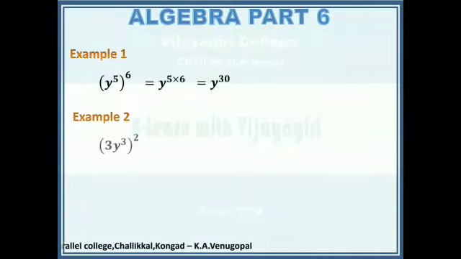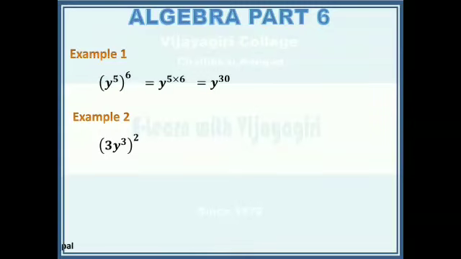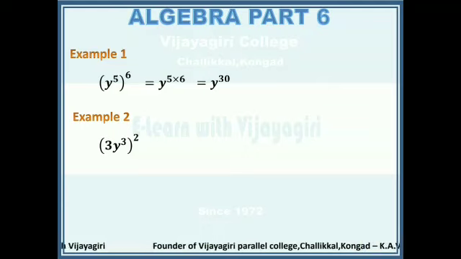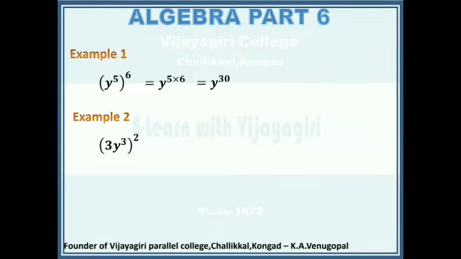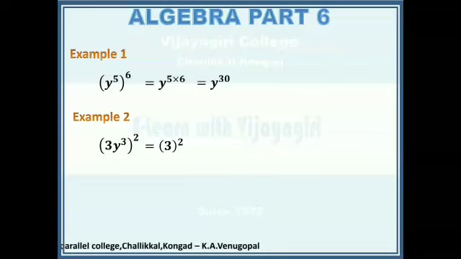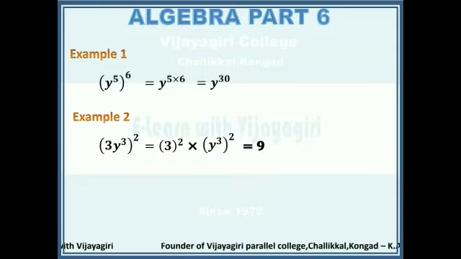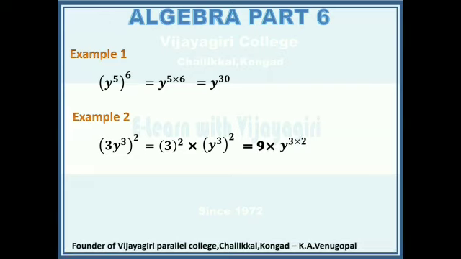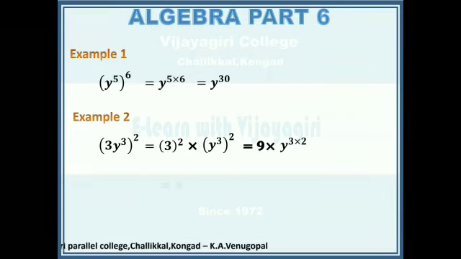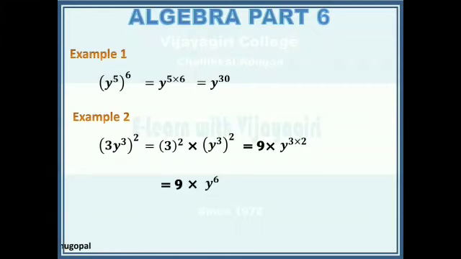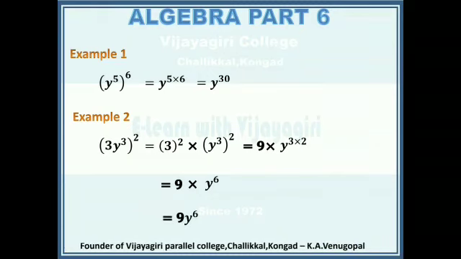Next example. 3y cube whole to the power 2. Here a number and an index expression are coming together, so the power which is there outside we have to give to both. So it can be expanded as 3 square into y cube whole square. And 3 square is 9, and y cube whole square we can write as y to the power 3 into 2. And it will be equal to 9 into y to the power 6. 3 into 2 is 6. It can be written as 9y to the power 6.